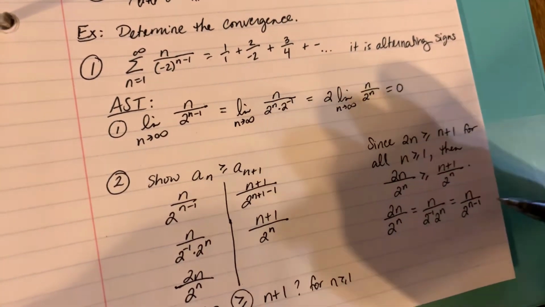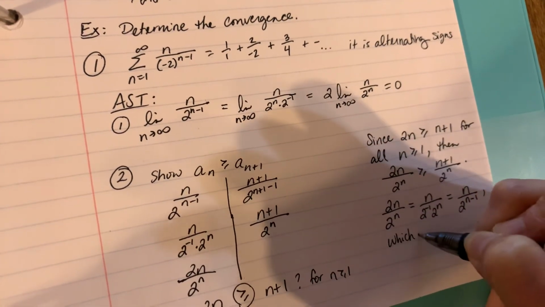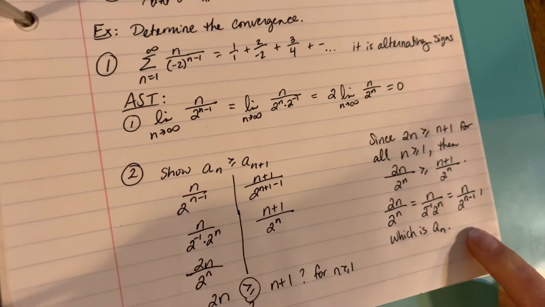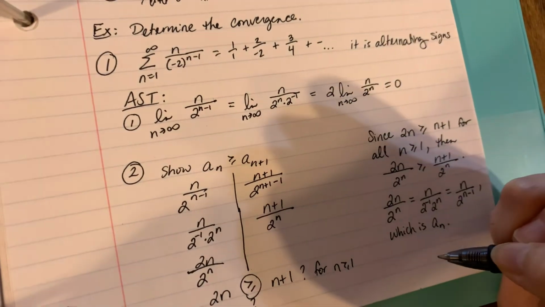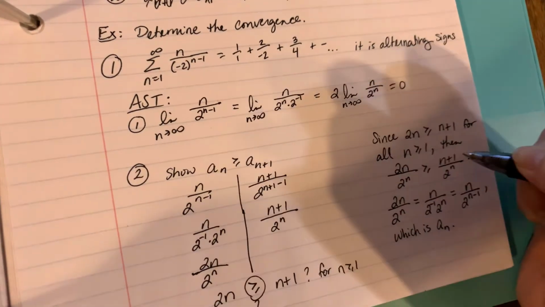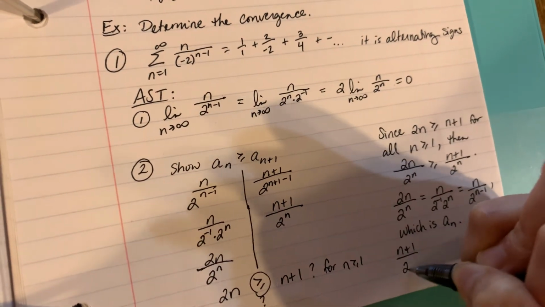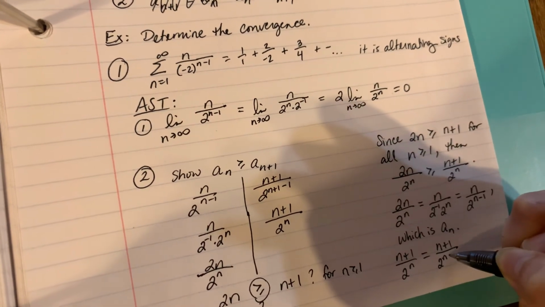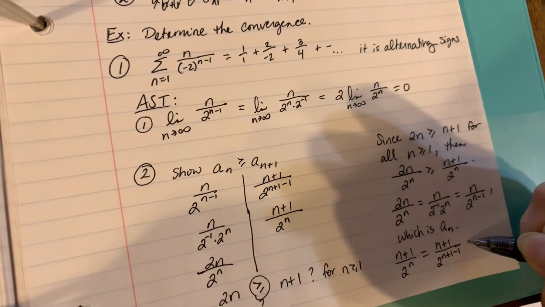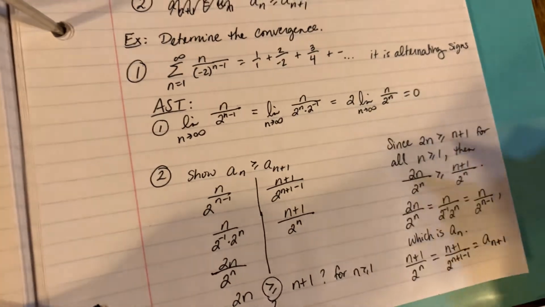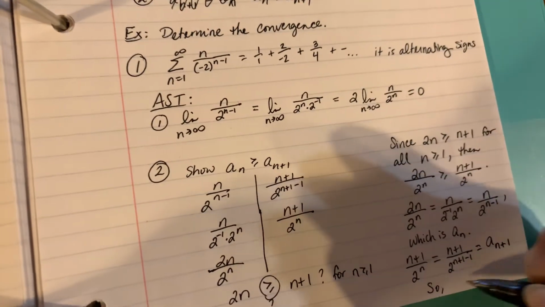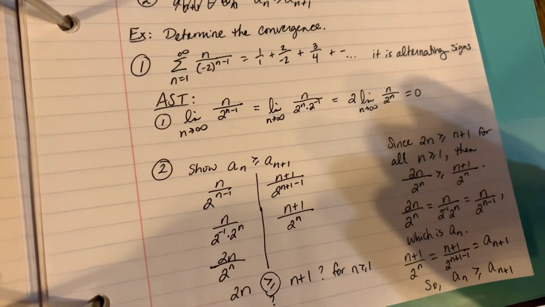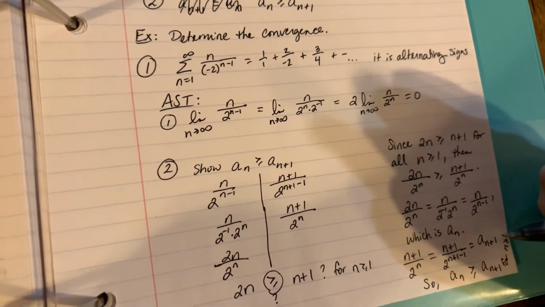Which is a_n. And now this one: n plus 1 over 2 to the n equals n plus 1 over 2 to the n plus 1 minus 1, which is a_{n+1}. So a_n is greater than or equal to a_{n+1} for n greater than or equal to 1.